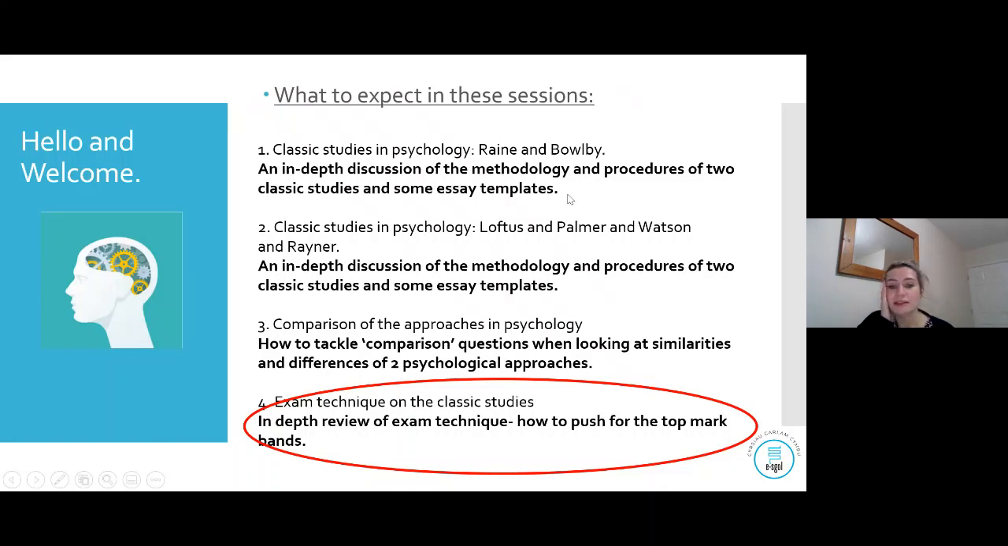Okay, so that was a brief overview of comparison of the approaches, and I hope that there's been some tips and hints in there on how to tackle comparison questions. Next week, we're going to look at some exam technique, how to push yourself for those top marks. I'm going to focus the session on the classic studies, but I also will bring in some other questions. We might have a little look at some assumptions and some therapies as well. So exam technique will be our next session, and I hope to see you there.